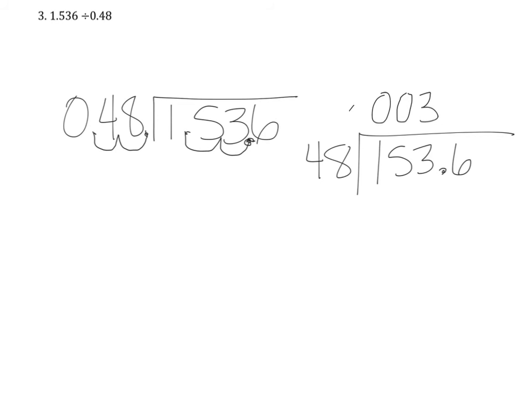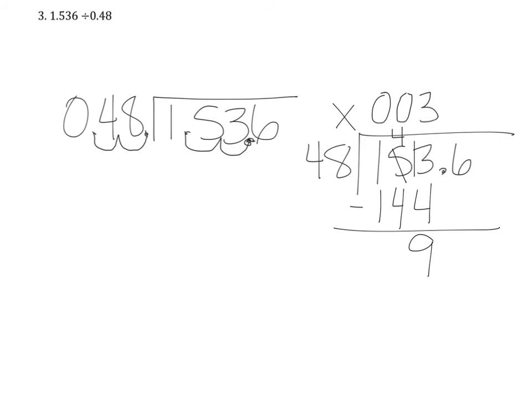48 times 3 will give you 144. We'll go ahead and subtract. Borrow from the 5. 5 becomes a 4. The 3 will become 13. 13 take away 4 is 9. 4 take away 4 is 0. And 1 take away 1 is 0.